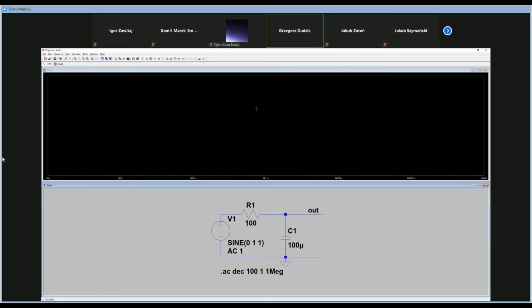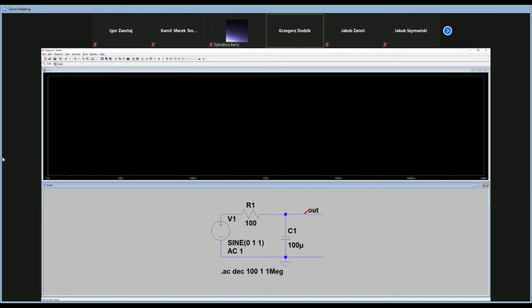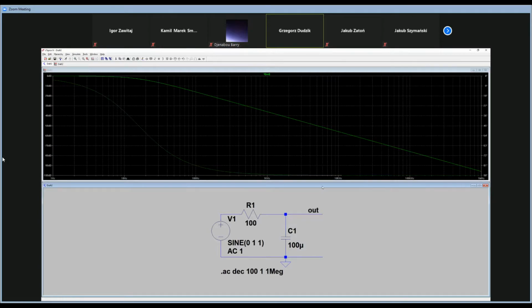Great. And let's see how it looks like. The amplitude characteristic. Look, the solid line here shows how the amplitude characteristic looks like, and the dotted line here is the phase characteristic. It is given here. Do you see it?